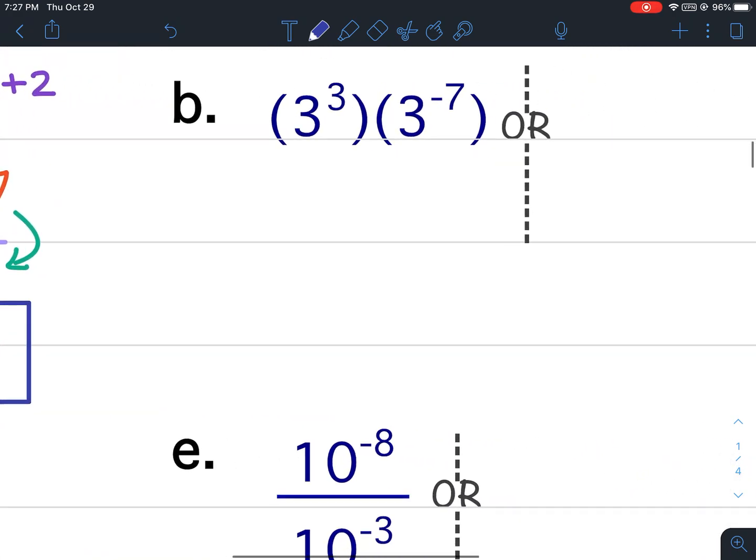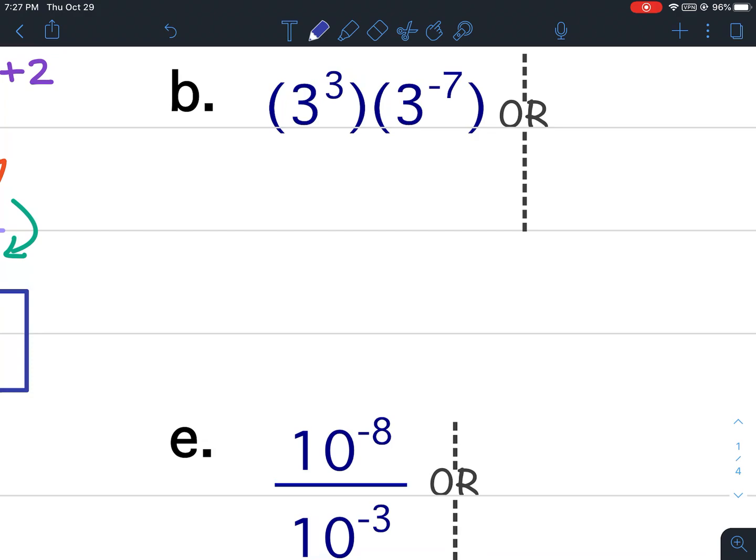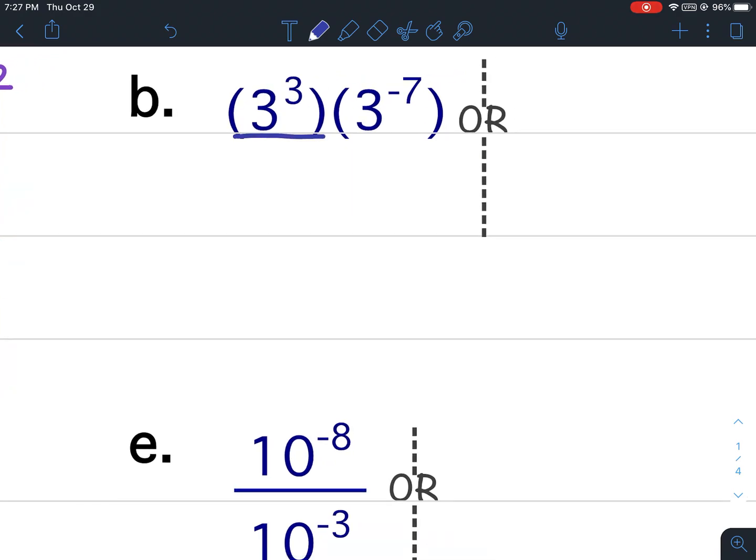So let's look at B. Same thing for B. Go ahead and put it over 1. I've got this term right here that has the negative exponent.